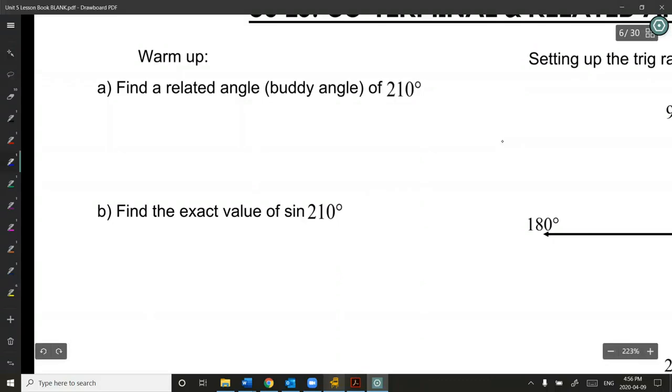So now that you've tried the video on your own, we're going to start by finding a related angle or a buddy angle of 210. We can find this by doing 210 subtract 180, and that gives us 30 degrees.